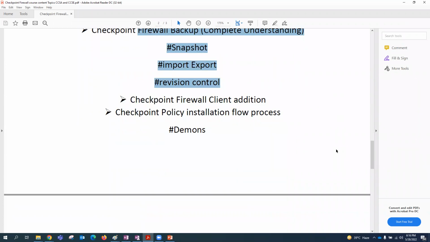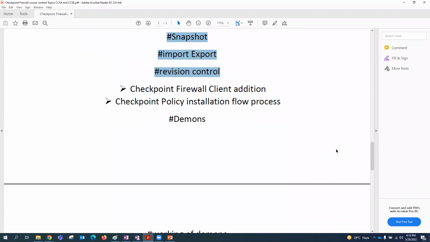Checkpoint Firewall client edition: let's say your admin username is not working on your GUI. In that case, what sort of options do you have? Like, you have created multiple administrators, and on top of that, you have an admin account. Apart from that, multiple administrators you have created, your admin account is blocked. So in that case, what sort of options will you have, right?